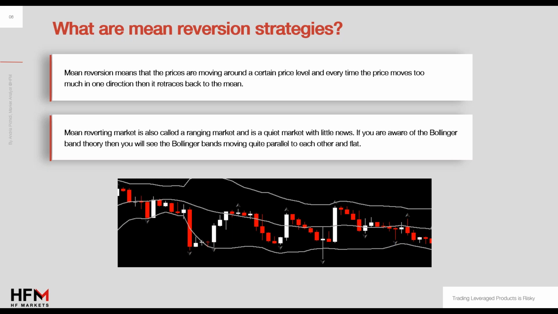So a mean reverting market is also called a ranging market, and it is a quiet market with little news. Okay, so if we are aware of Bollinger Bands, then if we see a very narrow, flattened Bollinger, that implies a ranging market, a sideways move. But this is a condition that we can still trade. Okay, I'm giving you ideas right now.